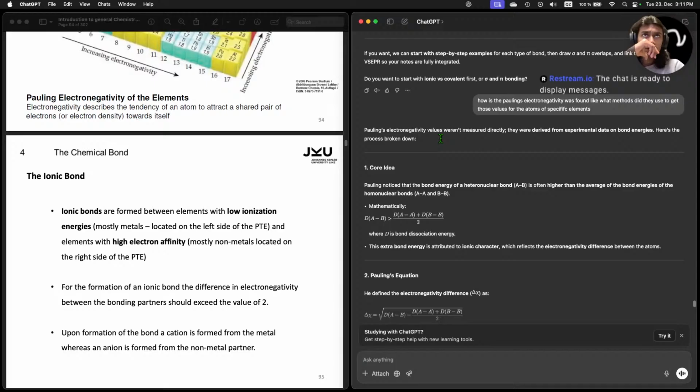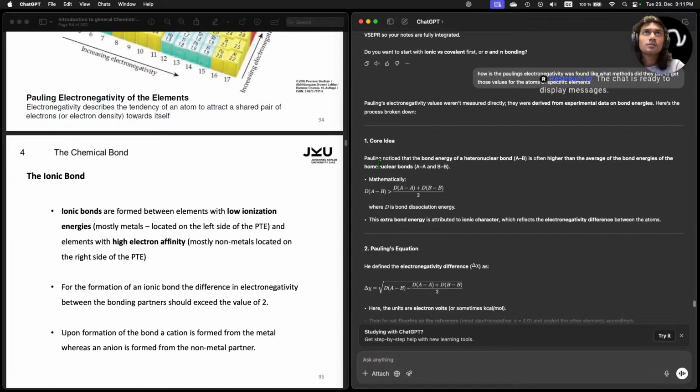Pauling's electronegativity values were not measured directly. They were derived from the experimental data of the bond energies. Pauling noticed that the bond energy of the heteronuclear bond A-B is often higher than the average of the bond energy of the homonuclear bonds. Higher, okay.